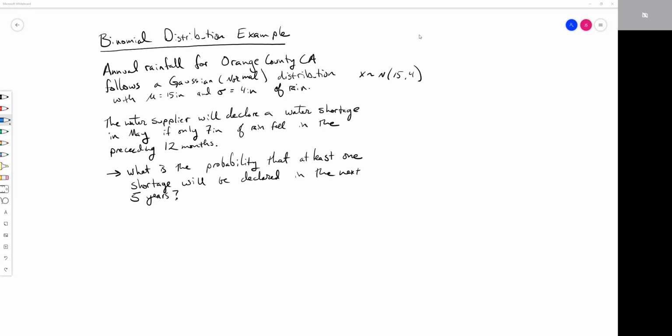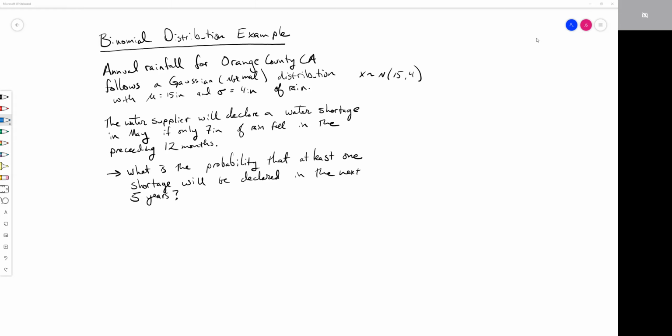Okay, team, let's look at an example of a binomial distribution problem. So I'll set it up. We are looking at the annual rainfall for Orange County, California, and we're saying that it follows a Gaussian or normal distribution. Gaussian is just another name for normal, named after Gauss, who, I don't know, discovered the normal distribution.